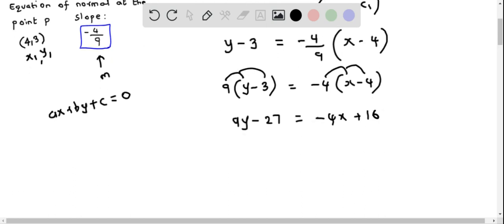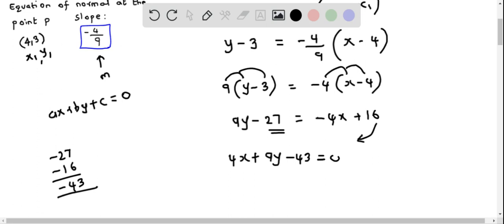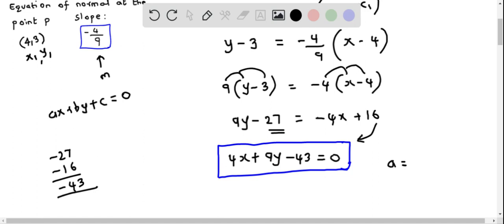We add positive 4x to both sides. So this becomes 4x plus 9y minus 27, and when this term comes to the left side, this will become negative 16. So basically we have to add these quantities. So this gives negative 43. So basically this is negative 43 equal to 0. So therefore we have written the equation of the line in the form of ax plus by plus c equal to 0. This means we can identify a equal to 4, b equals 9, and c equal to the constant, that is negative 43.